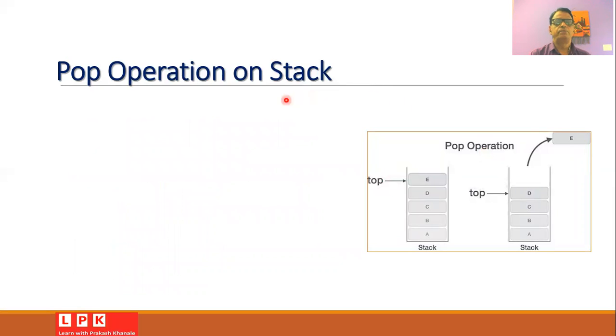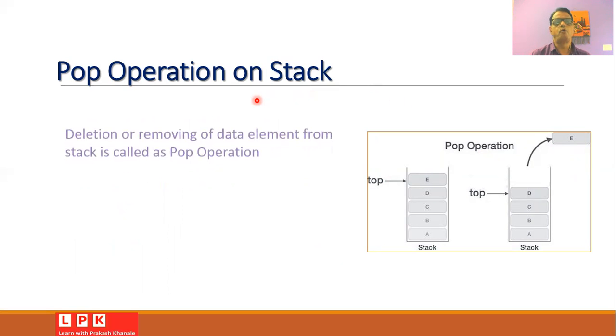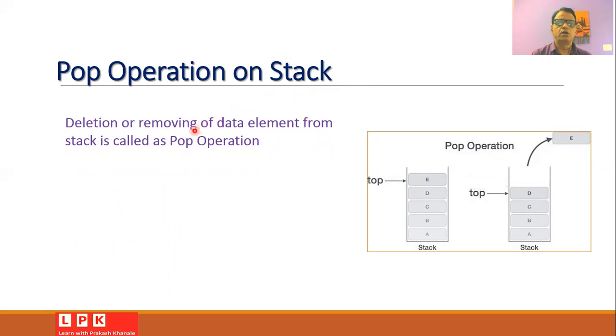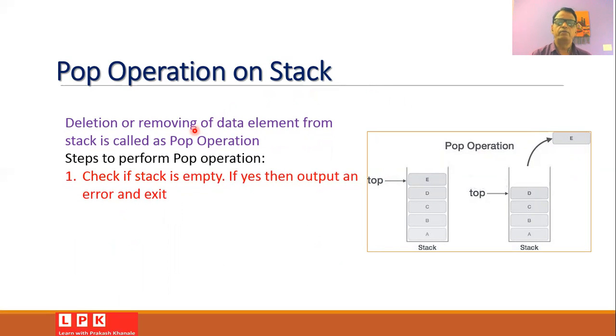Another popular operation that we always need to perform on the stack is called the pop operation. Deleting or removing a data element from the stack is called a pop operation. There are certain steps that we need to perform whenever we want to perform the pop operation. Initially, we need to check whether the stack is empty or not. If the stack is empty, then it is not possible to perform the pop operation, and therefore, in such a case, we will output an error and we will exit the algorithm.